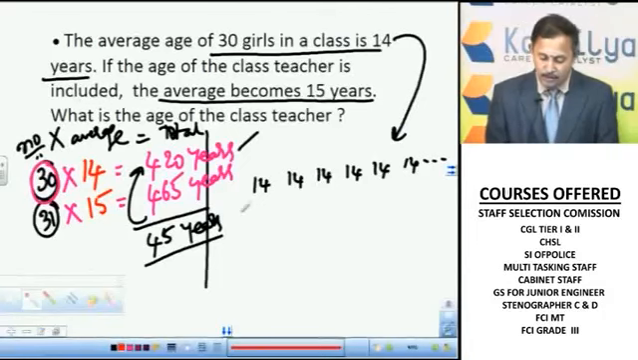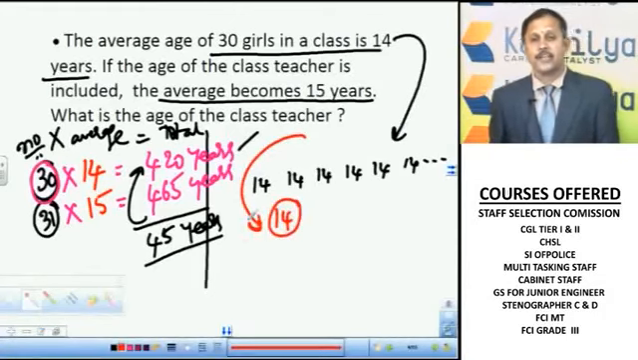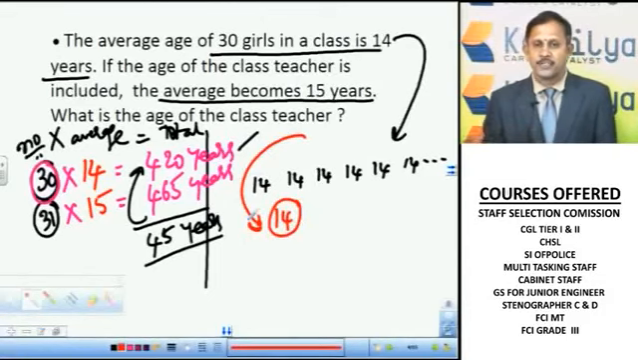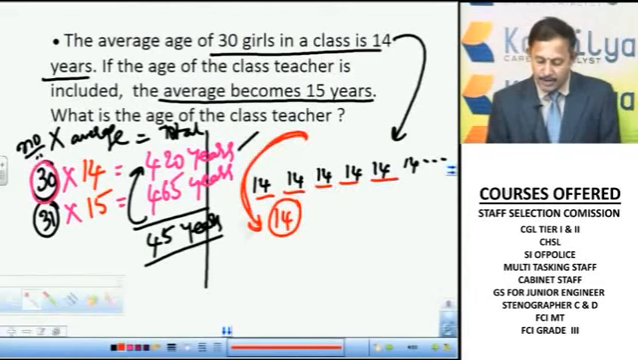Suppose a teacher of age 14 entered into the class. Then there will be no difference, no variance in the average value, because the average age of all the students is 14. So each candidate is assumed with the age 14. Suppose a teacher of age 14 entered into the class, the average also remains the same, 14.